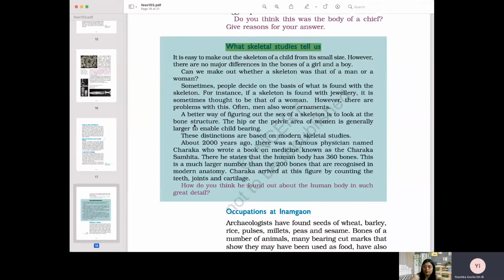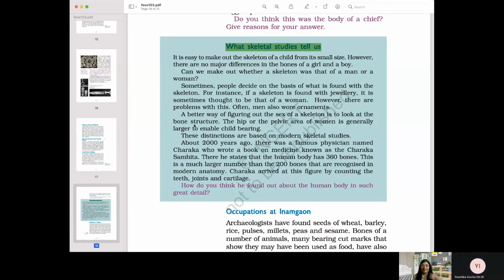What skeletal studies tell us? It is easy to make out the skeleton of a child from its small size. However, there are no major differences in the bones of a girl and a boy. Can we make out whether a skeleton was that of a man or a woman? Yes. What do you think? Yes. And why yes? Obviously, there will be some things which are different in a man and woman's body. Yes, definitely.